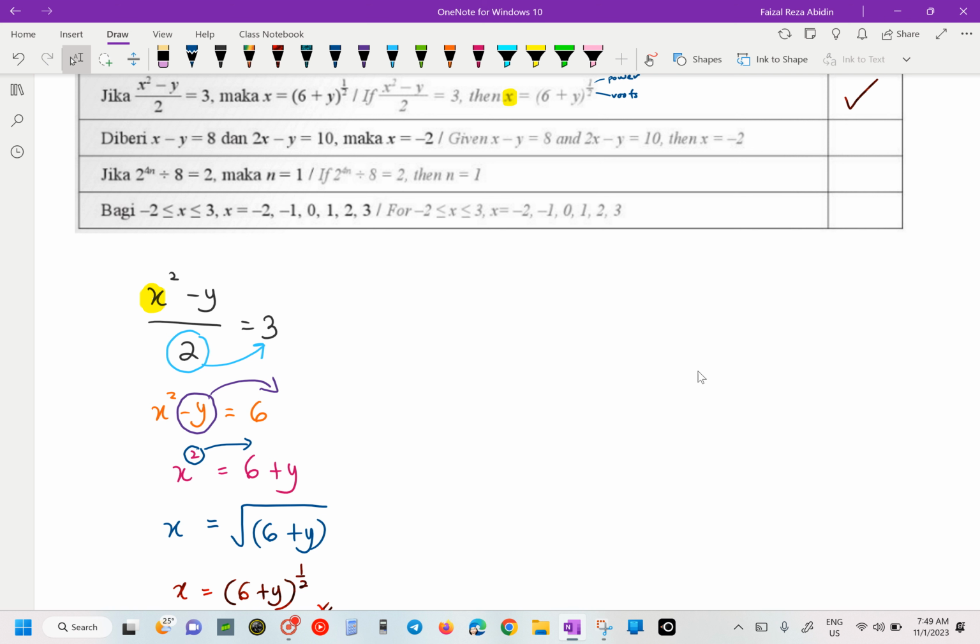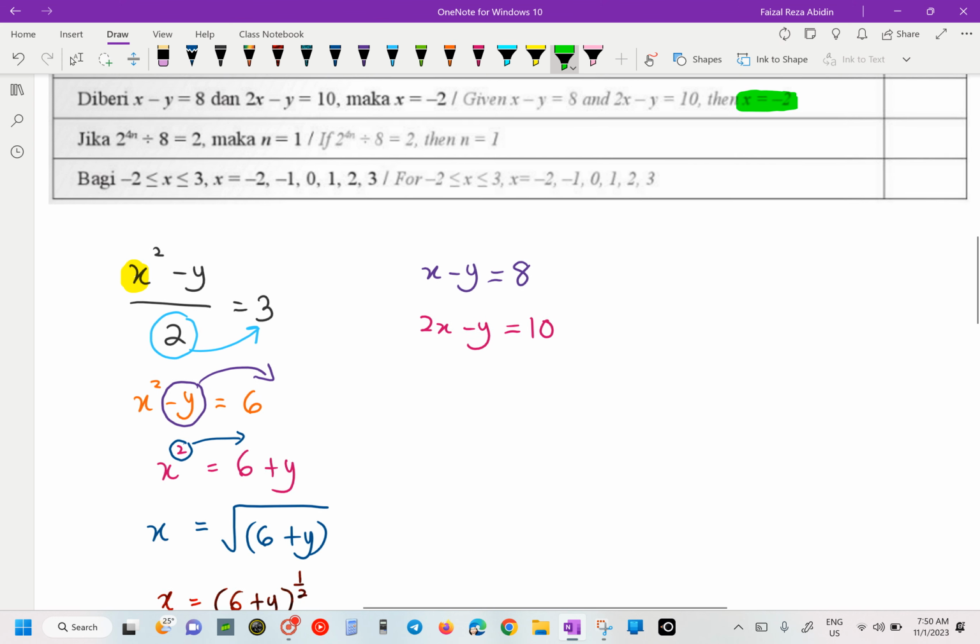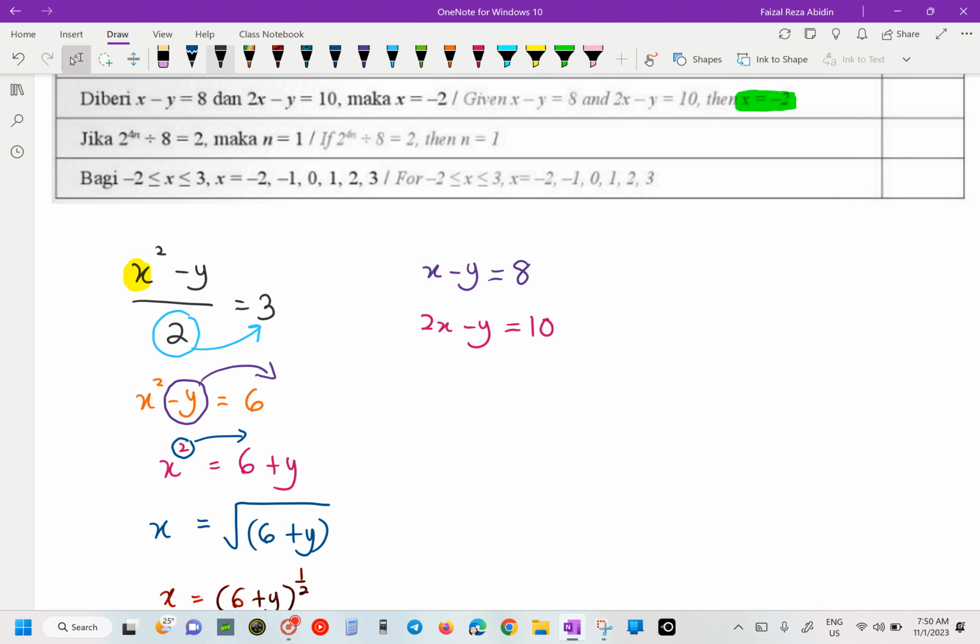Second one. Okay, given x minus y equals 8, and we have over here 2x minus y equals 10, then the value of x over here will be negative 2. True or false? Oh, straight away false, huh? Oh, it must be alternating.